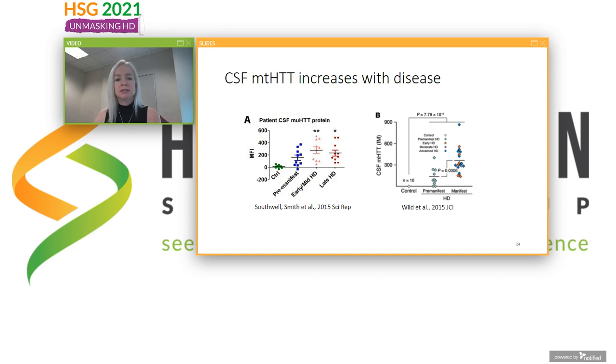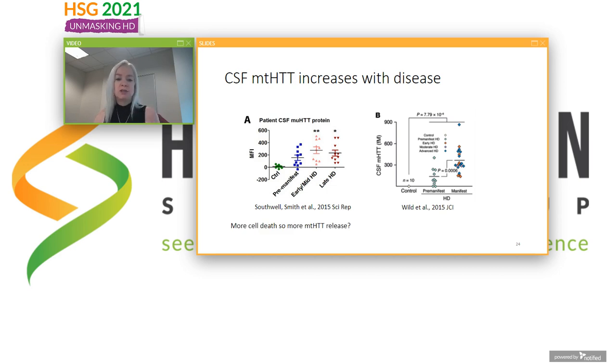So we know that CSF mutant huntingtin increases with disease, and that's seen with our IPFCM assay, and that's also been seen with the complementary Singulex Erenna assay, which is now the Quanterix. And if we do a direct comparison of raw signal read for these two assays in different aliquots of the same collections of human CSF, we see a strong correlation. So these things are measuring similar pools of mutant huntingtin. So we know it goes up with disease.